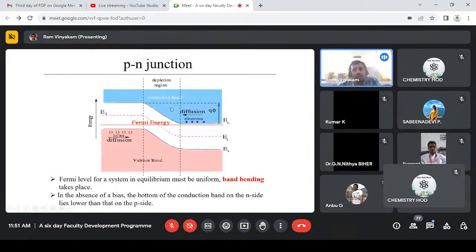So this leads to bending of the bands. Until the Fermi level is normalized, there will be a movement of electrons. That diffusion takes place from the higher concentration to the lower concentration, and it continues until there is opposition from the depletion region. Once the carriers start to move, the interface becomes depleted of charges, and we call that the depletion region. In the case of an n-type, say more arsenic is doped, the electron from the arsenic will move to the p-type.